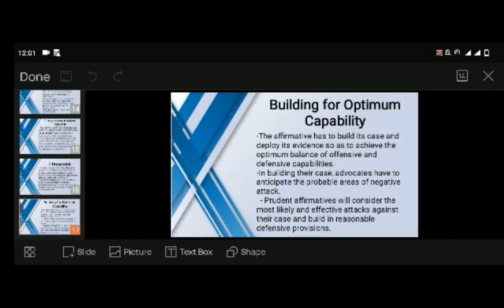Dito naman po ay kailangan bumuo ng kaso at ipakalat ang ebidensya nito upang makamit ang pinakamabuting balanse ng offensive and defensive capabilities. Sa pagbuo ng kanilang kaso, kailangan ng mga tagapagtaguyod asahan ang posibleng lugar ng negatibong atake.